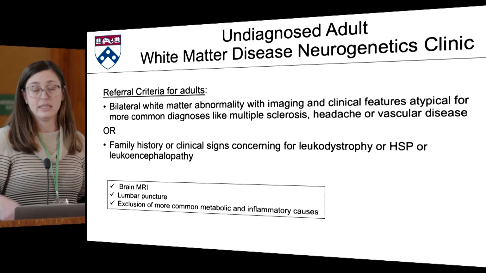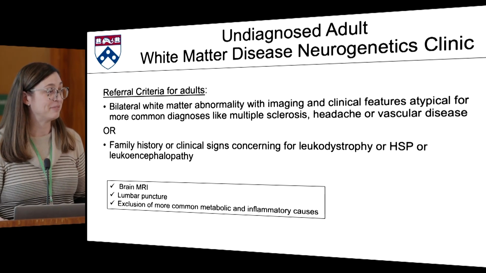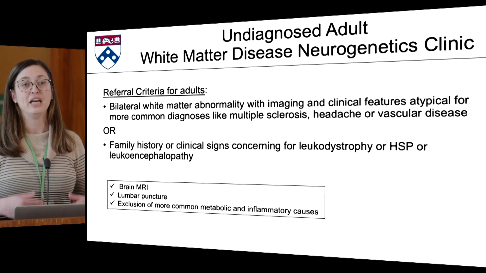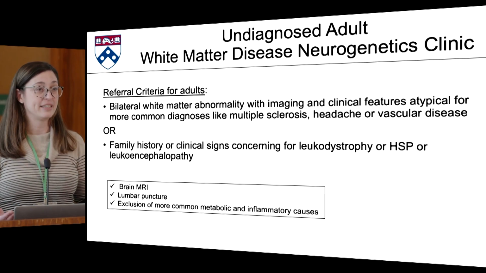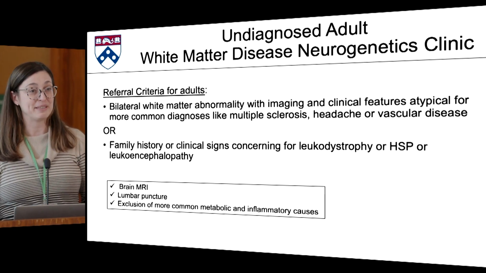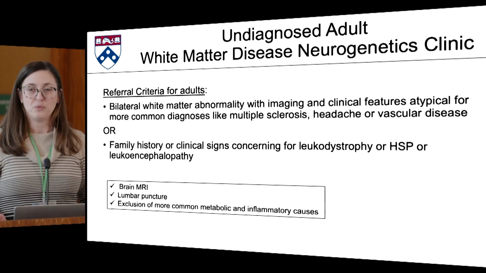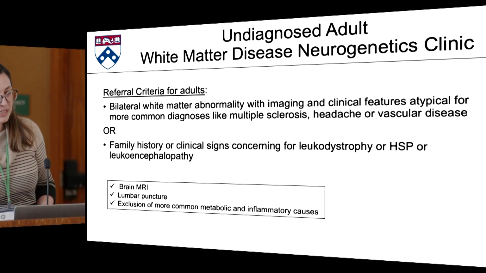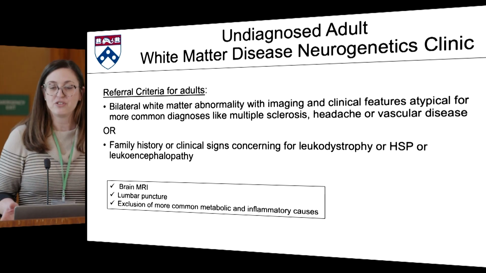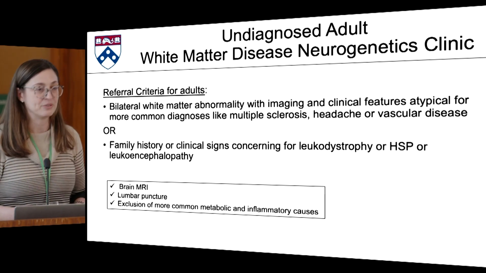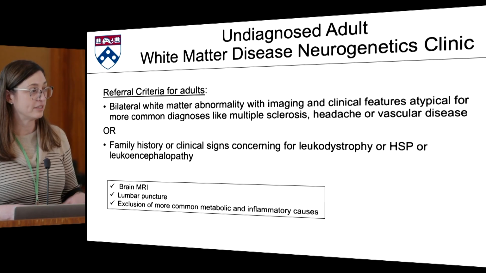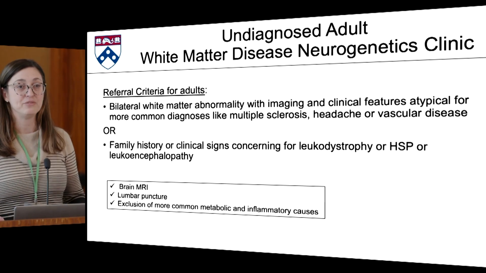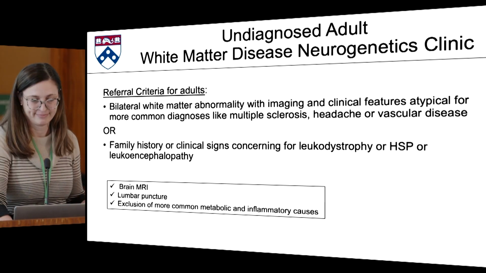And so, somewhat naively, about 7.5 years ago, I started this clinic at Penn. I see people in clinic half a day a week. Otherwise, I'm in the lab. And one per month, I started to say, send me your patients who have bilateral white matter abnormalities, clinical features that are atypical for more common diagnoses like MS and headache and vascular disease, or there's a family history, and you've done the workup and you're still not sure.